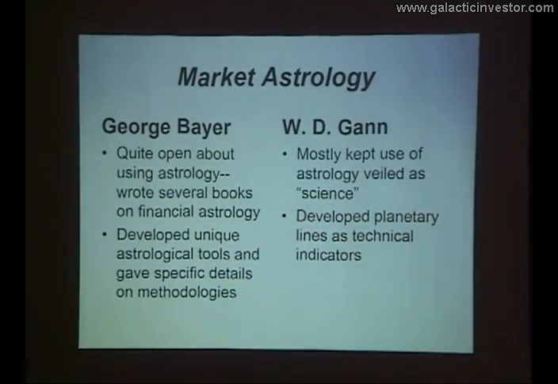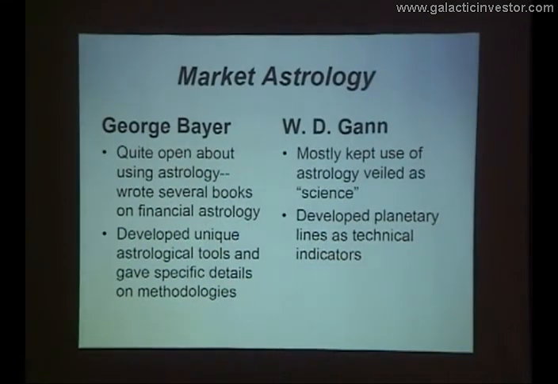Bayer, on the other hand, was very, very open about his use of astrology. He said, this is how you make money in the markets. You use astrology. And that was a fairly radical thing to do and say in the first half of the 20th century. In his books on financial astrology, he's quite clear to say, this is not your normal newspaper horoscope astrology we're talking about. This is something else. I have my own methods, and if you're relying on that stuff, you're in trouble. So he developed some unique tools that give us some interesting insights today.